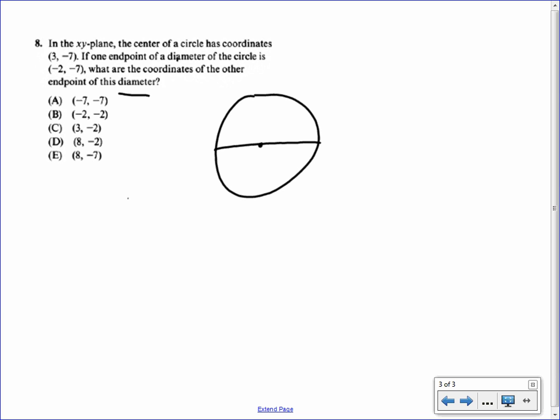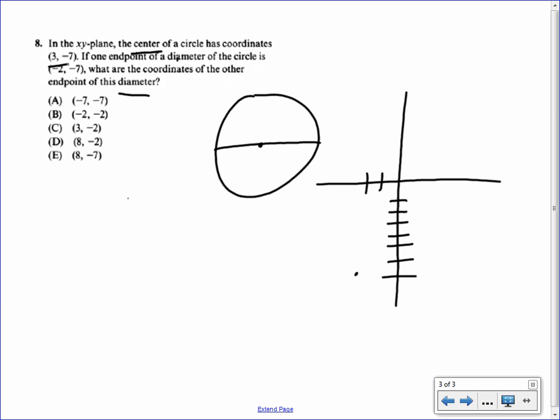One way to solve this is to draw a small graph and plot the points. Some of you won't need the graph, but I'll just show the graph so others can see logically how you can figure this one out. So the endpoint of the diameter of the circle is at -2, -7. So we go -2 on the x-axis and then down 7 on the y-axis. So that's the endpoint of the diameter, and then we're told that the center of the circle has coordinates 3, -7. So that's over 3 on the x-axis and then down to -7 again.